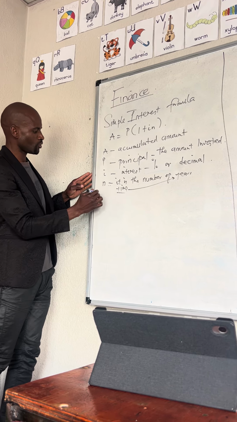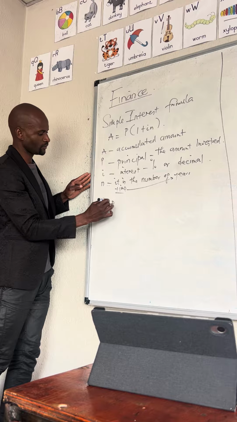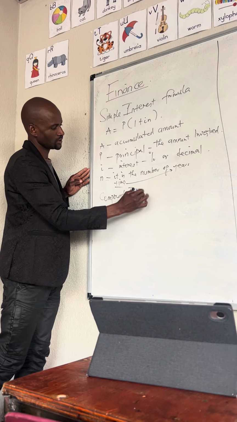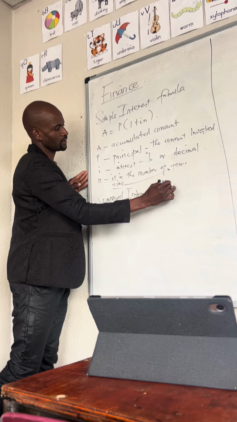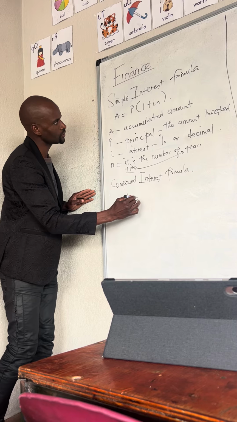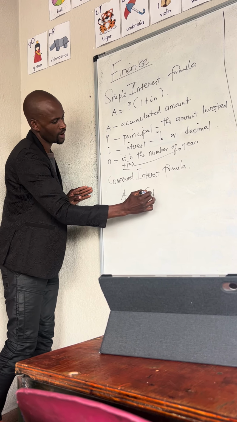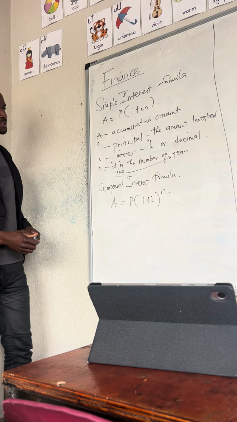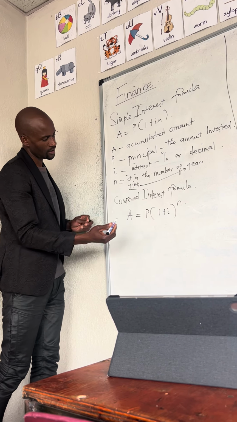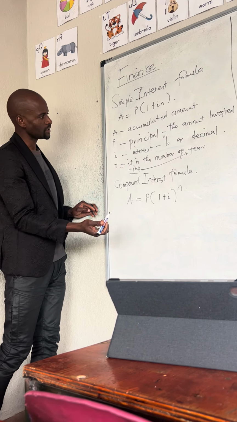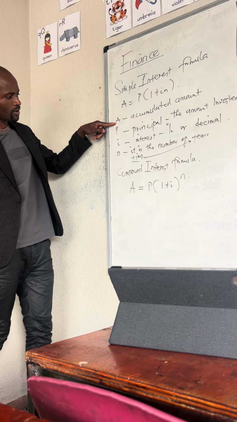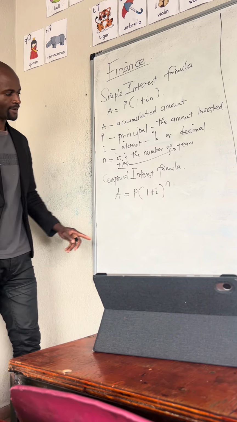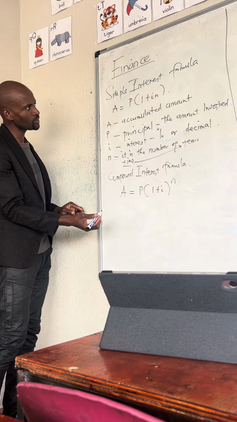We are going straight to compound interest. The compound interest formula is A = P(1 + i) to the power of n. In this case, our n is outside the bracket. And it is the same again: A is our accumulated amount, P is the principal, i is the interest, and n is the time. So from this one, it is easy.